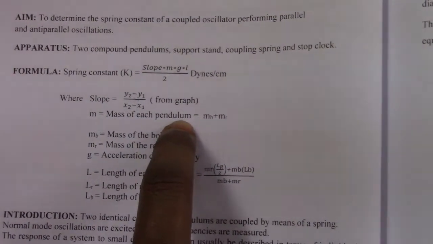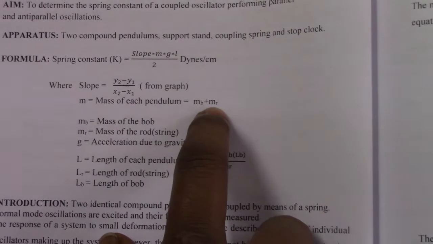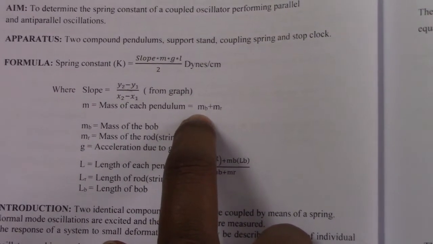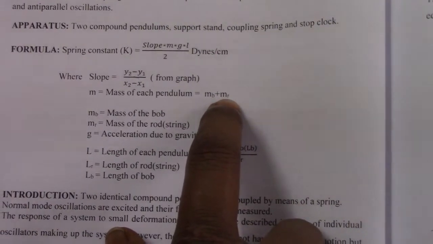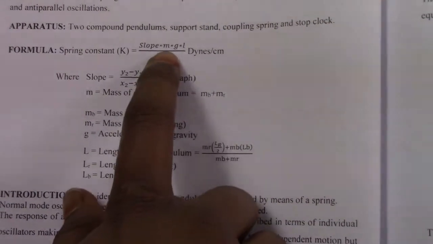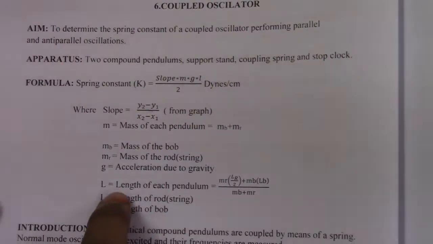To calculate the mass of each pendulum, we are using the formula MB plus MR. Here MB is nothing but mass of the bob and MR is mass of the string or rod. And G is the acceleration due to gravity. L is the length of each pendulum.